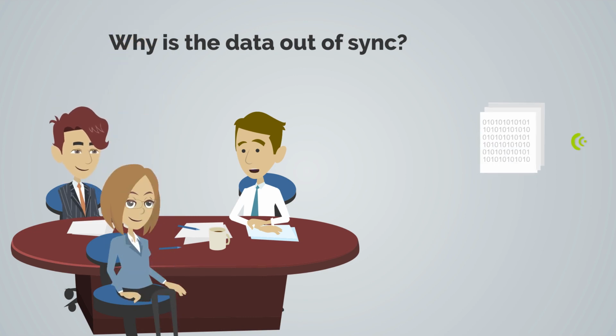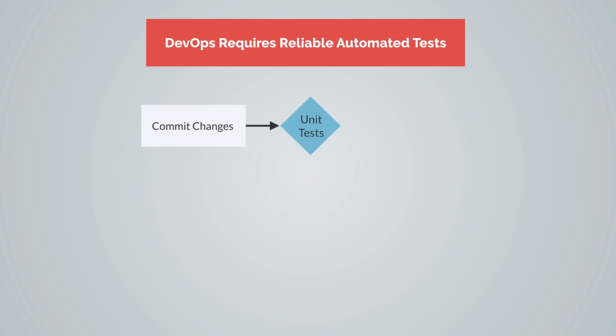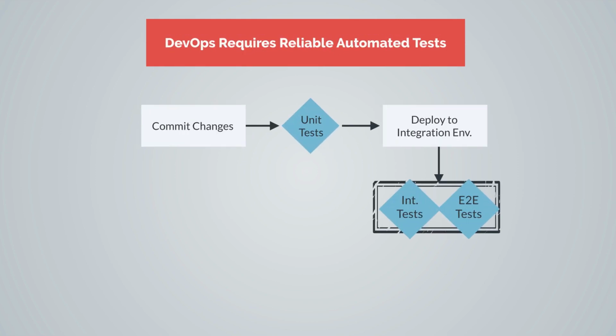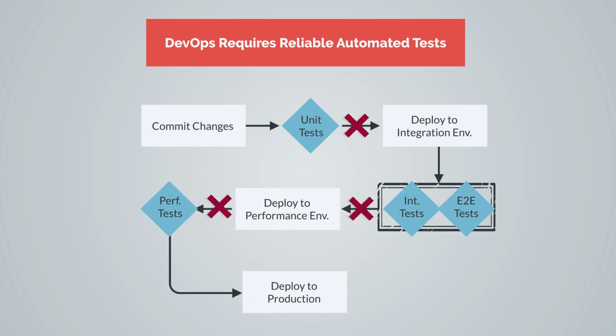Why is the data out of sync? Because either it's been changed by some other activity, maybe it's data that can only be used once, or possibly the state of data was changed simply because of the passage of time. Independent of the reason, it all results in the inability to reliably execute automated tests on demand. And that flies directly in the face of what DevOps needs from test automation.